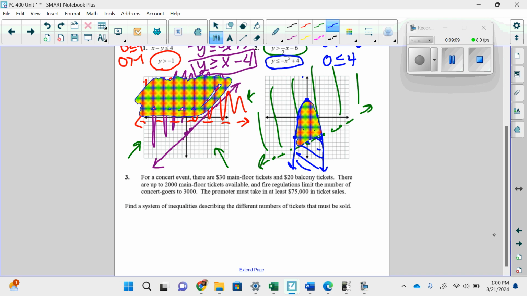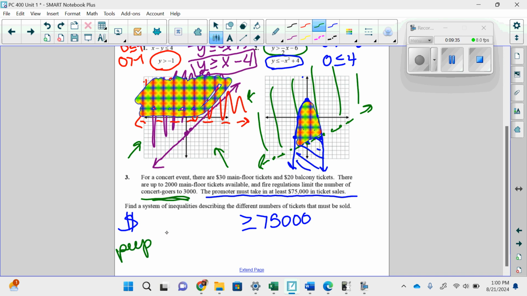So there are two totals that I know. First total, they must take in at least $75,000 in ticket sales. So money has to be greater than or equal to $75,000. And we know that fire regulations limit the number of concert goers to 3,000. So the number of people cannot be more than 3,000. So it has to be less than or equal to 3,000.